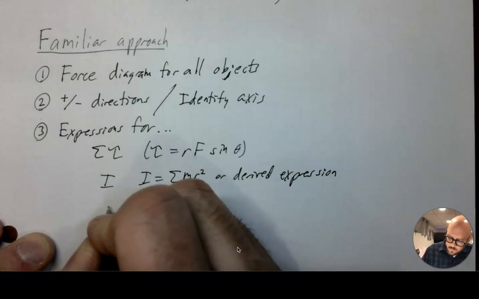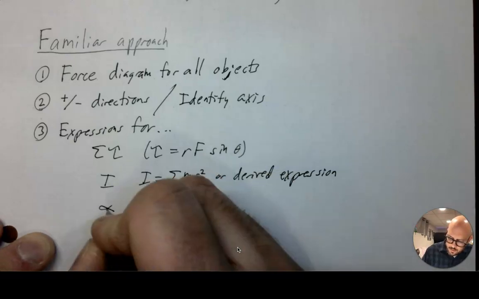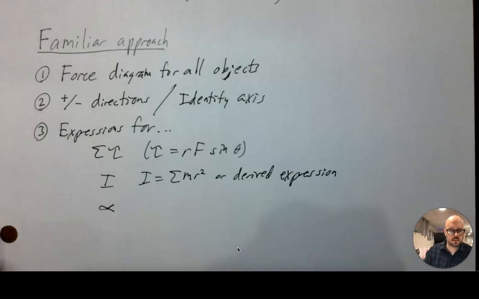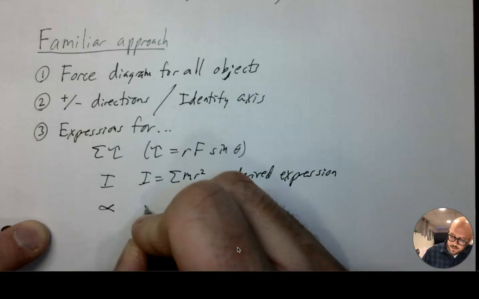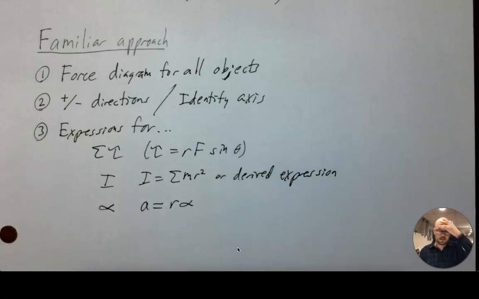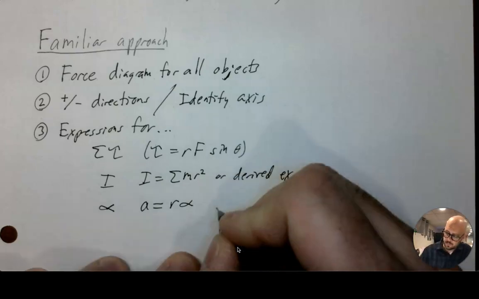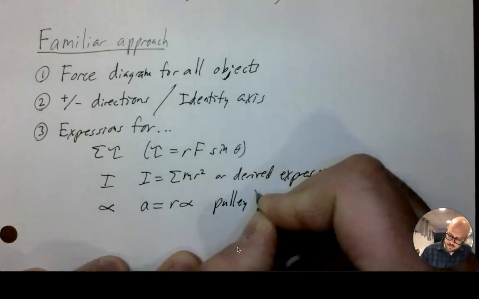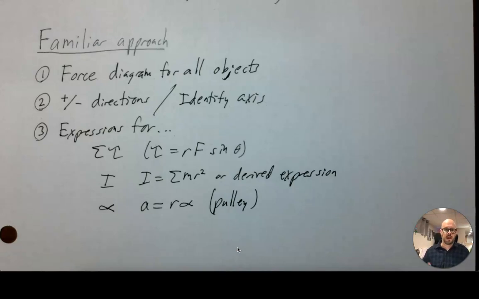And then, especially when you have both linear and rotational motion in a situation, you might need to have an expression for angular acceleration. So keep in mind this relationship between linear and angular acceleration. Again, the pulley is the major item in physics where linear and angular motion coexist because the string has a linear acceleration but the pulley itself has an angular acceleration.